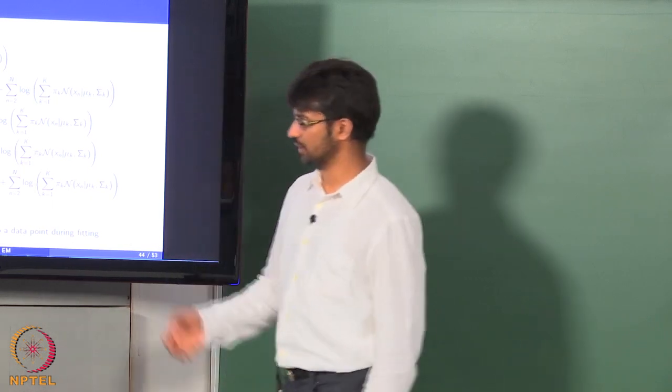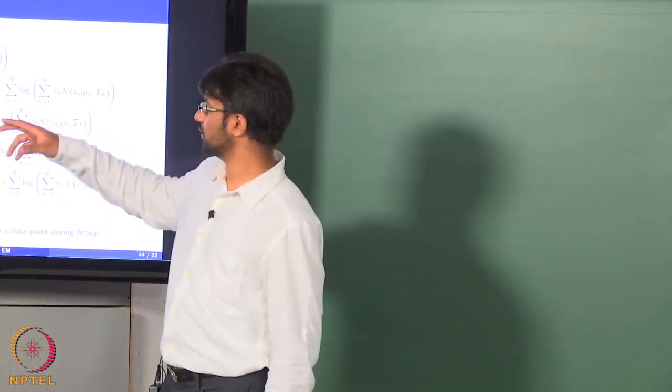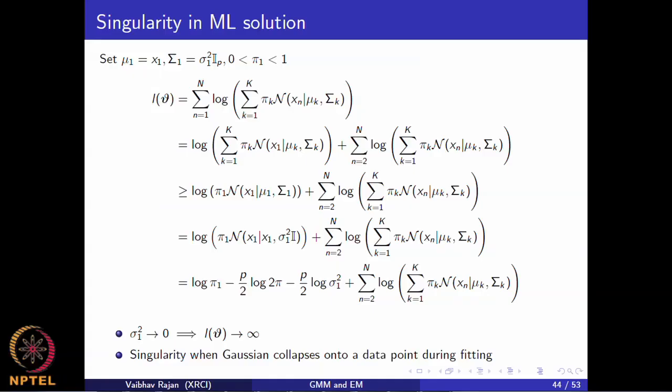Sometimes when you are running EM, you tend to get very strange solutions, and this could be one of the reasons. So I am going to motivate this mathematically. Suppose you take your log likelihood that you want to maximize, and suppose you have two components. Take one of the components and set mu1, the mean, to be equal to x1, one of the data points, and set sigma 1 to be some diagonal matrix of dimensionality p, and take some pi 1.